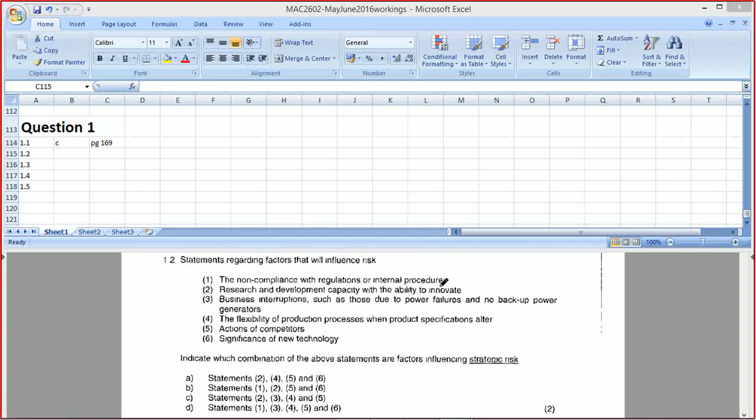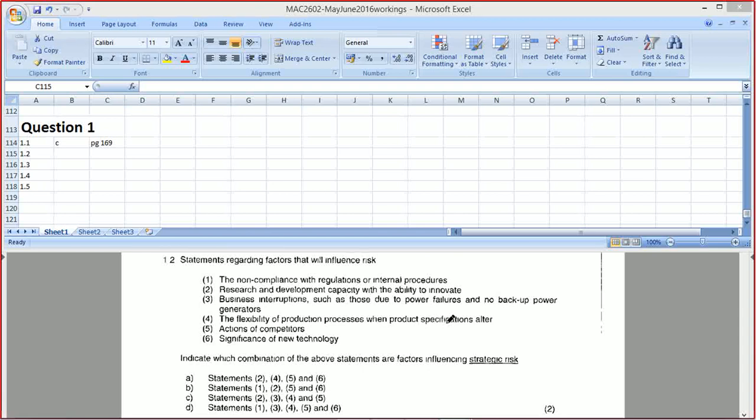Research and development capacity. That would affect your strategic risk because new research and development of new things would affect it. So 2 is definitely correct. 3, business interruptions. Business interruptions would be more operating rather than strategic. So I don't like 3. 4, flexibility of production processes when product specifications alter. Product specifications is looking at what do you actually want to do with that product. So that's the goal, that's the objective, that's the long term. Okay, so if your strategy is to provide something different, then this would be part of it. Yeah, so 4 is looking good.